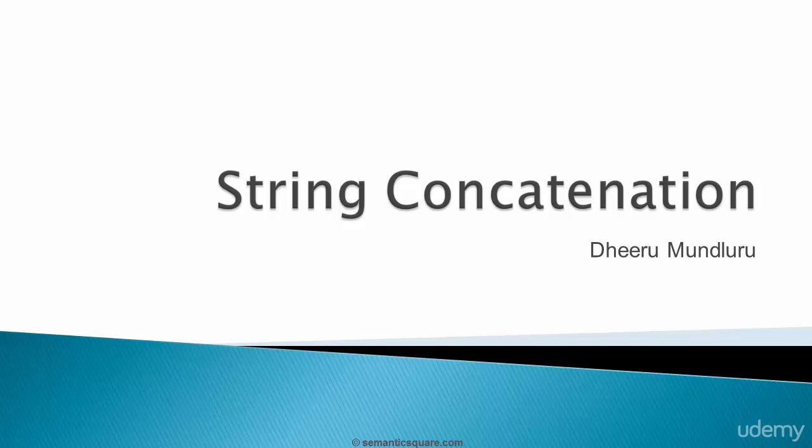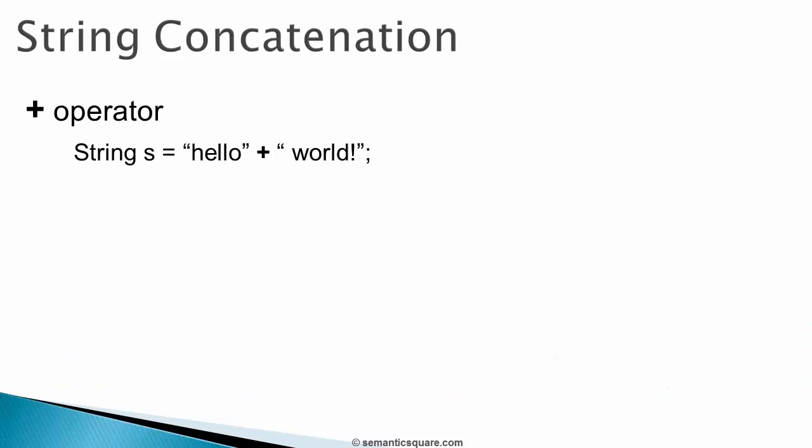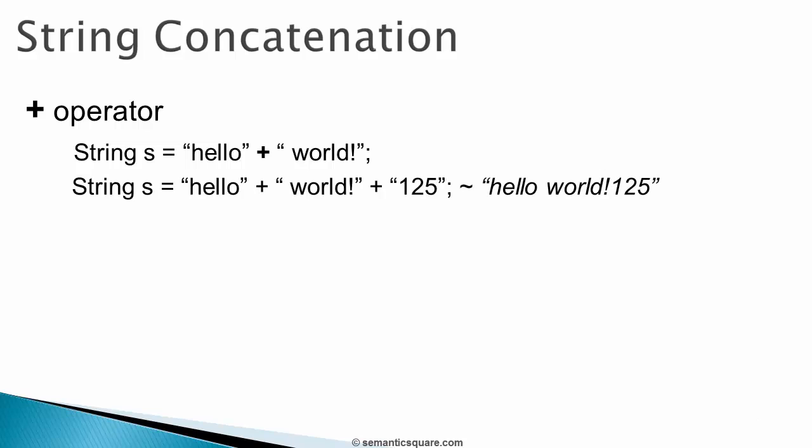Now let's look at string concatenation. String concatenation involves concatenating strings together. That is, we join strings together. We already know that a plus operator can be used for that, and here is an example. If we want to additionally concatenate a numeric 125, we could have done this.